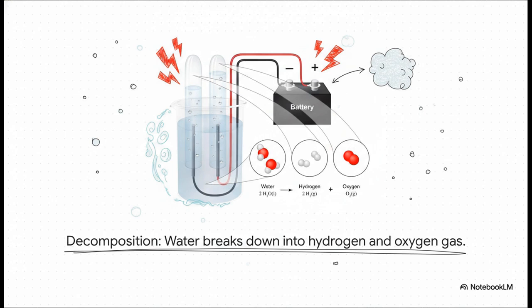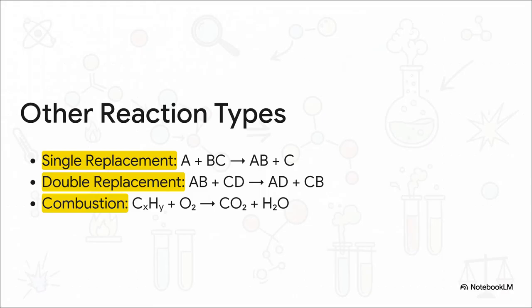That process is called electrolysis, and it gives the H2O molecules the energy they need to literally break apart into what they were made of, hydrogen gas and oxygen gas. One complex thing breaks down into two simpler things. That is decomposition. The other three basic plots are just as easy to spot.